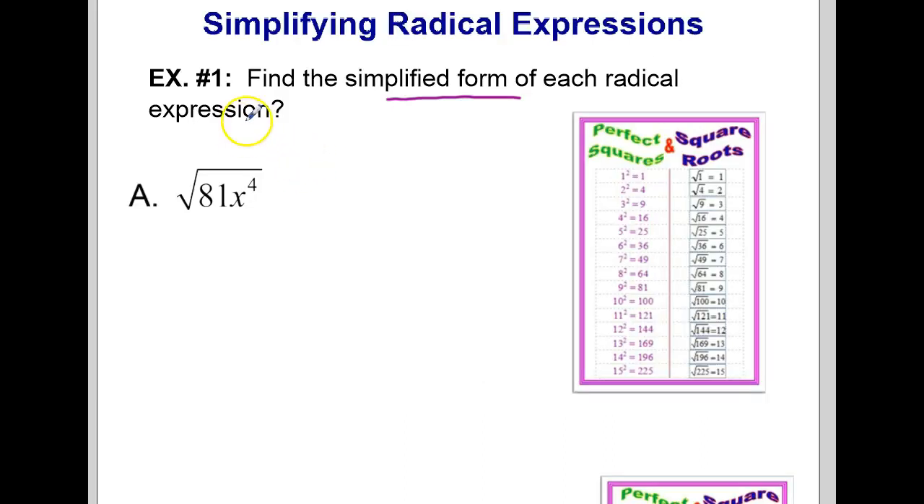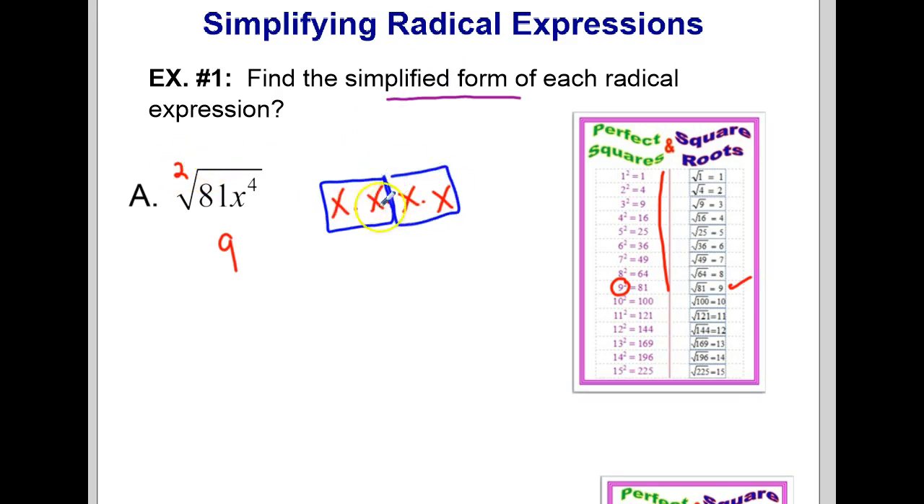All right, let's start simplifying. What is the square root of 81x to the 4th? First thing I want you to do is see if 81 is a perfect square, and it is. What's the square root of 81? It's 9. Now, what is the square root of x to the 4th? X to the 4th looks like this, and what I'm looking for is groups of 2, or pairs. How many sets of x times x do I have? I have 2 sets, so this simplifies to x squared.